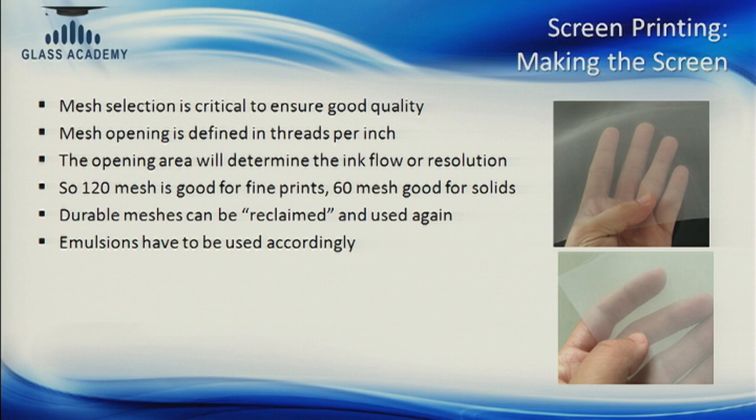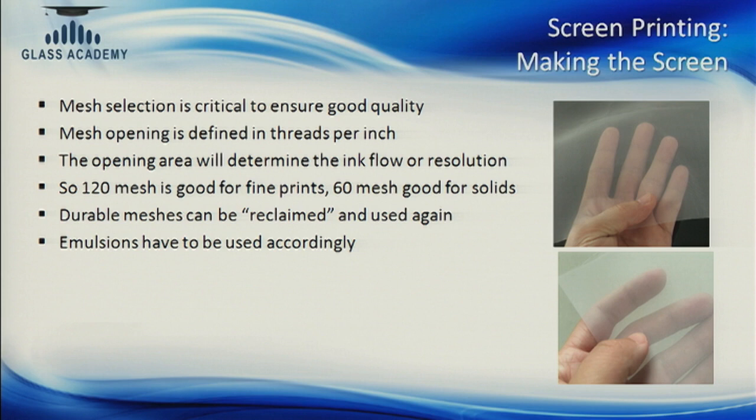The more the number of threads are, the lesser amount of ink will be deposited through them. That means if you've got a 120 mesh, that means there are more threads per inch, you will have a finer print and less ink will go through. And if you have a 60 lines per inch, then more ink will go through. This will also mean that the printing will not be that sharp. So it's always a balance. So you have to choose the mesh according to the pattern that is being printed. So there's no one size fits all kind of a condition.